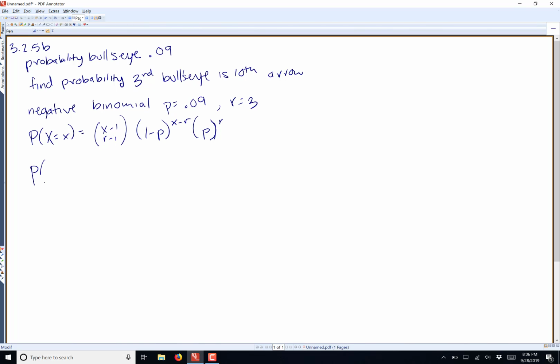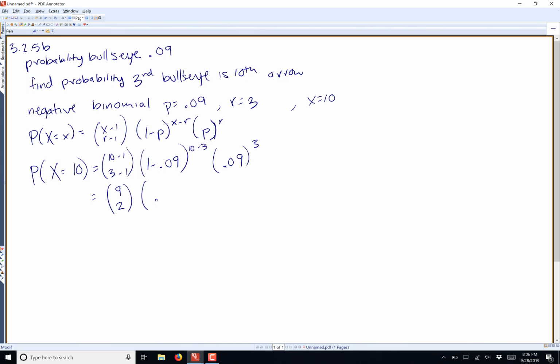So in our case, we are looking for the probability that it takes 10 arrows. So probability that x equals 10. So we'll do 10 minus 1, choose 3 minus 1, times 1 minus 0.09 to the x minus r. So in our case, we're going to do x equals 10. So 10 minus 3, because r is 3, and 0.09 to the power of 3. If I simplify this a little bit, this is 9 choose 2, times 1 minus 0.09 is 0.91 to the power of 7, and 0.09 to the power of 3.